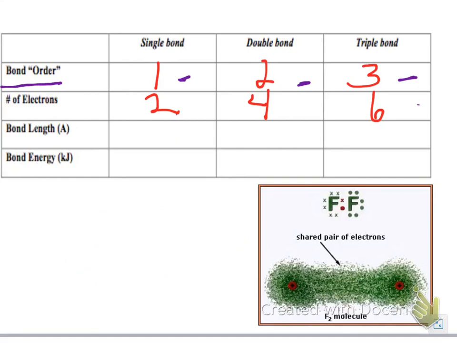So bond length is the next row. What do you think is going to be stronger, a single bond or a triple bond? Well, as it turns out, the more electrons that are being shared, the tighter those two atoms are being pulled in together. So they form the shortest length when I have a triple bond.